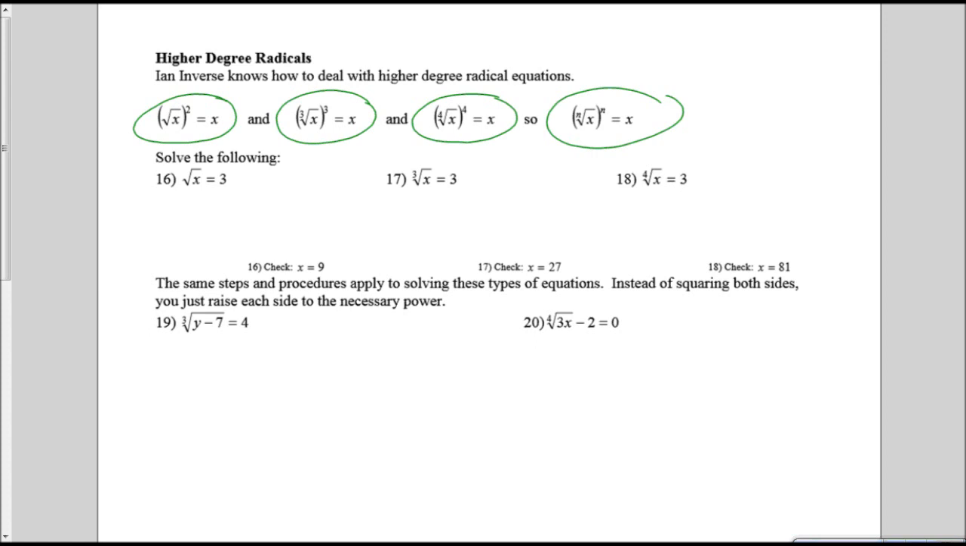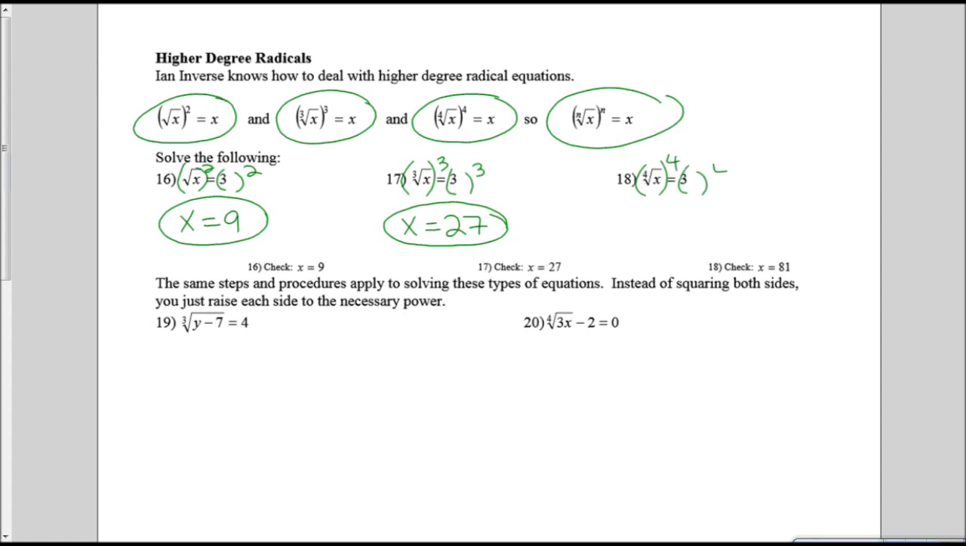So if we wanted to solve number 16, I would square both sides, which would give me x equals 9. If I plug back in and check, that's going to work. In number 17, to get rid of the cube root, I would cube both sides. That's going to give me x equals 27. If I plug back in, the cube root of 27 equals 3, so that one works. For number 18, to get rid of the fourth root, I'm going to take the fourth power. So x equals 3 to the fourth, which is 81. And I could plug that back in and double check, and that's going to work also.